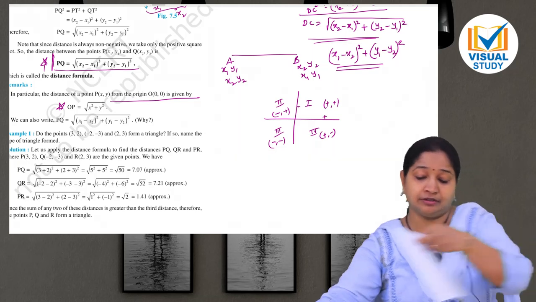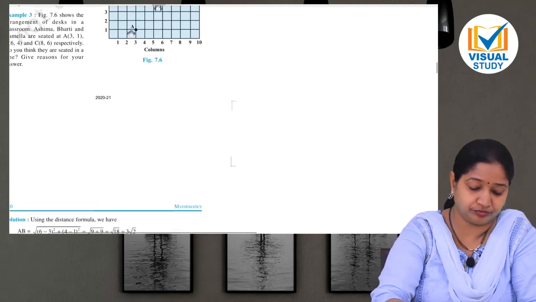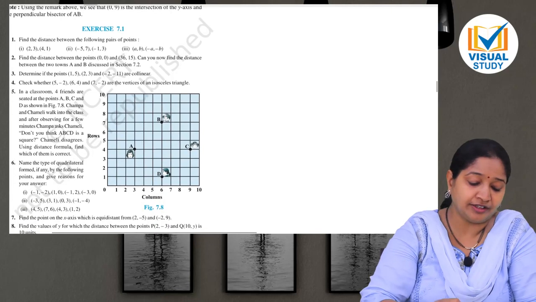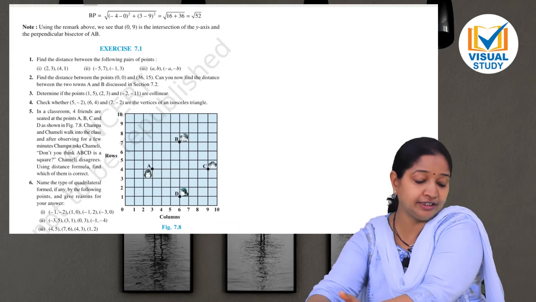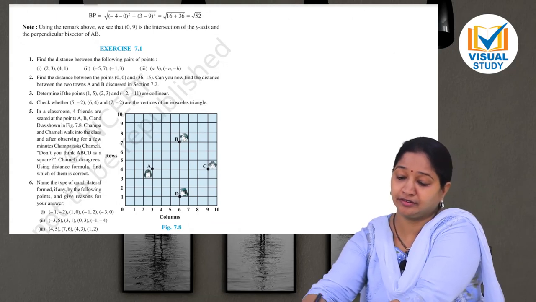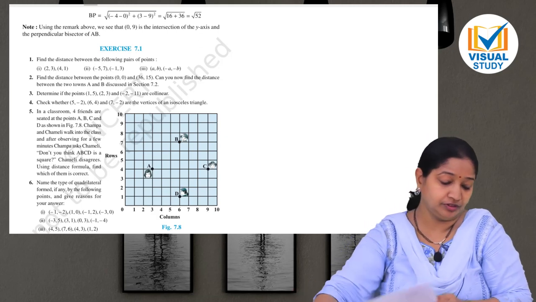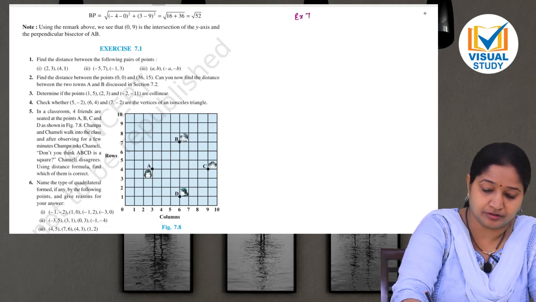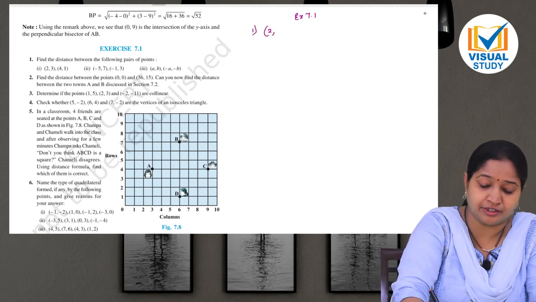Now we will do the exercise of this lesson. We will do the exercise directly. First exercise: find the distance between the following pairs of points. First one, find the distance between the points. Let us do this first one. The first one they have given is (2, 3) and (4, 1).